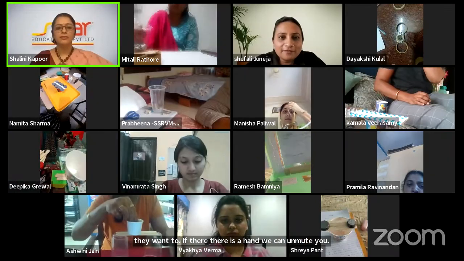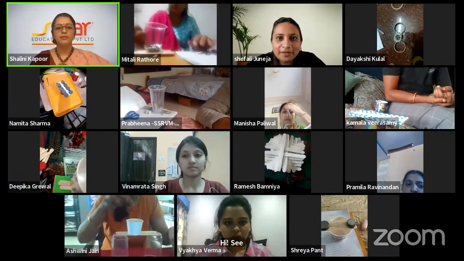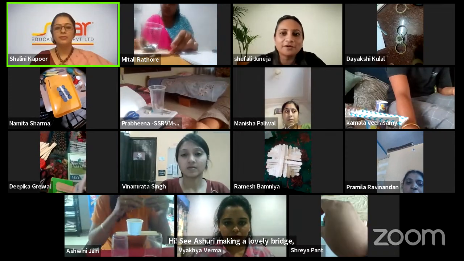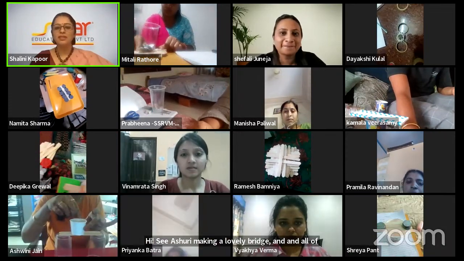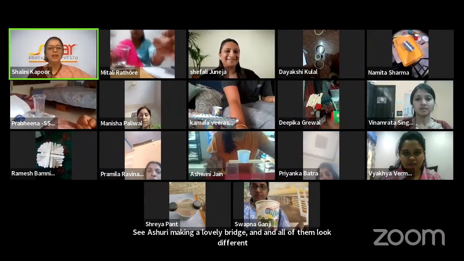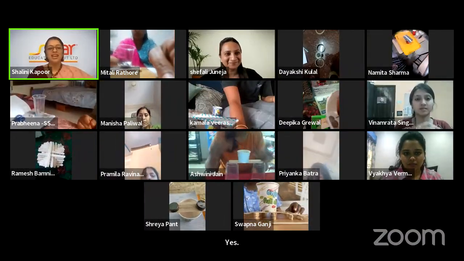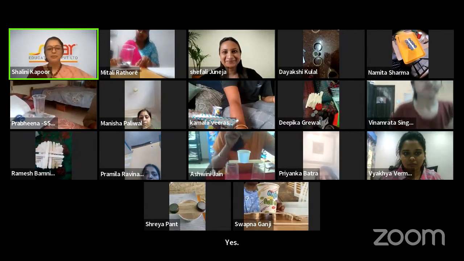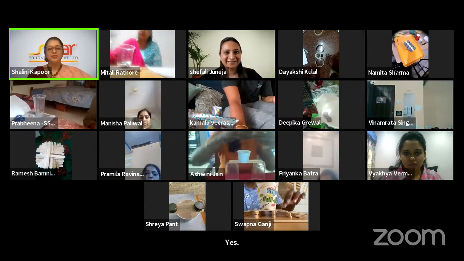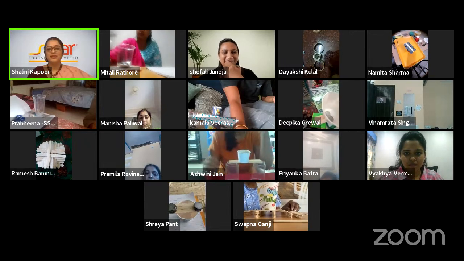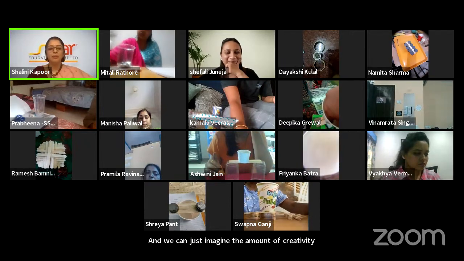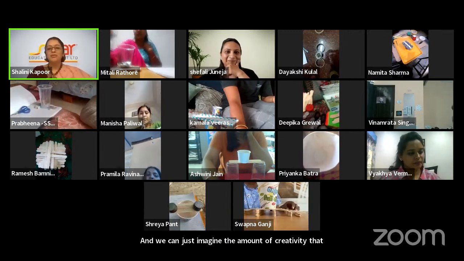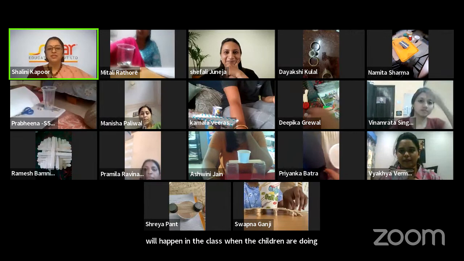I see Ashwini making a lovely bridge. And Shreya. And all of them look different. Yes, that's the beauty of it, Shefali ma'am. Everyone's working in their own space and unique designs are coming up. And we can just imagine the amount of creativity that will happen in the class when the children are doing this, because they have their own ideas. So it's going to be an amazing activity for them.